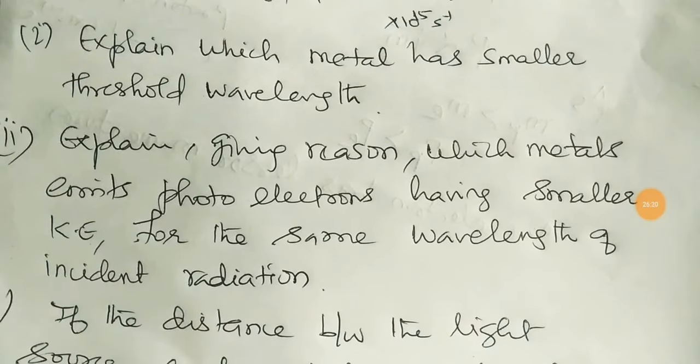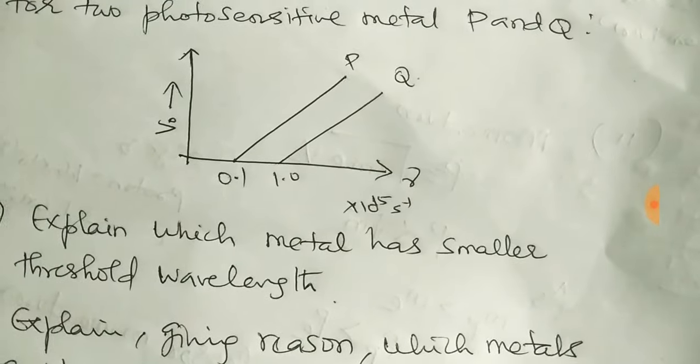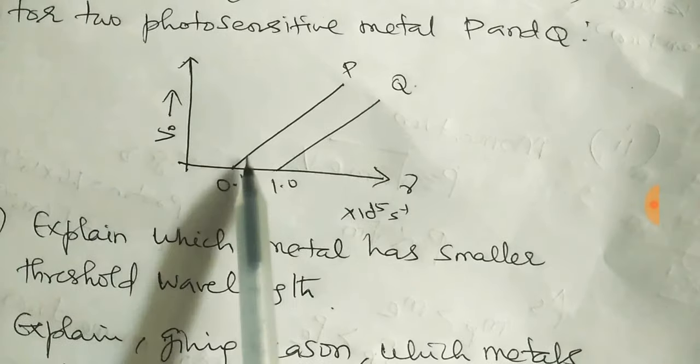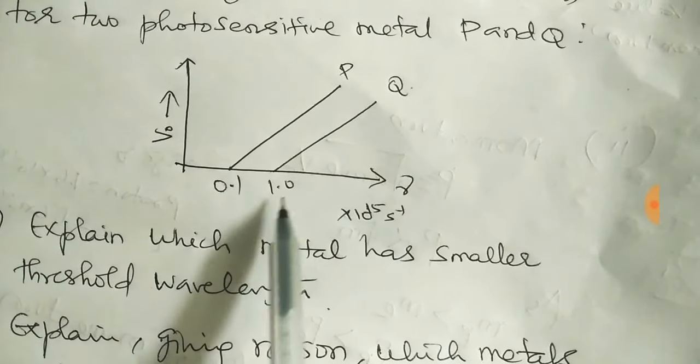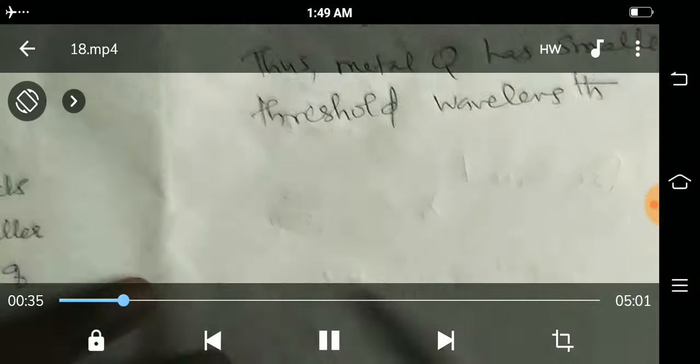Second subdivision: explain, giving reason, which metal emits photoelectrons having the smaller kinetic energy for the same wavelength of incident radiation. That means we should find out which metal has the smaller kinetic energy electrons. Very easy. See the graph. The nu naught value for P is 0.1. The nu naught value for Q is 1. Very simple relation, children.